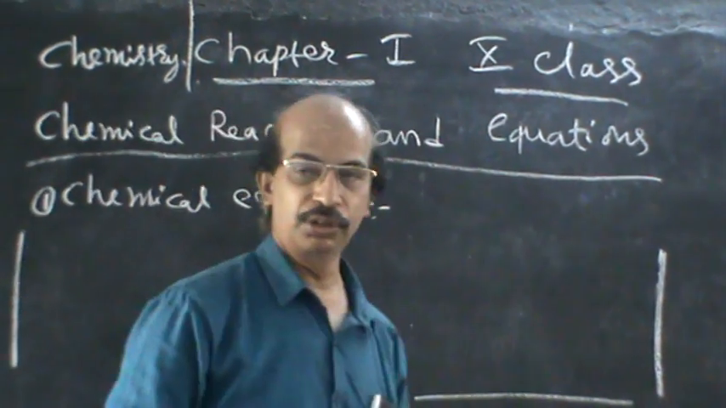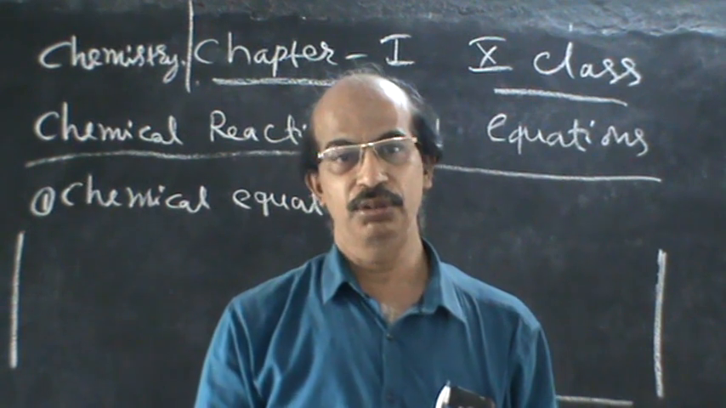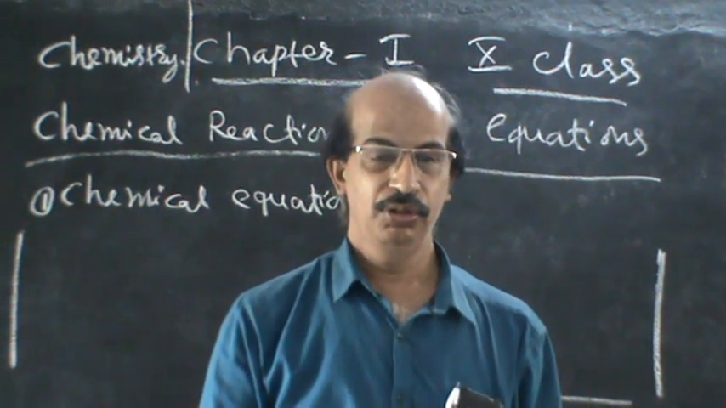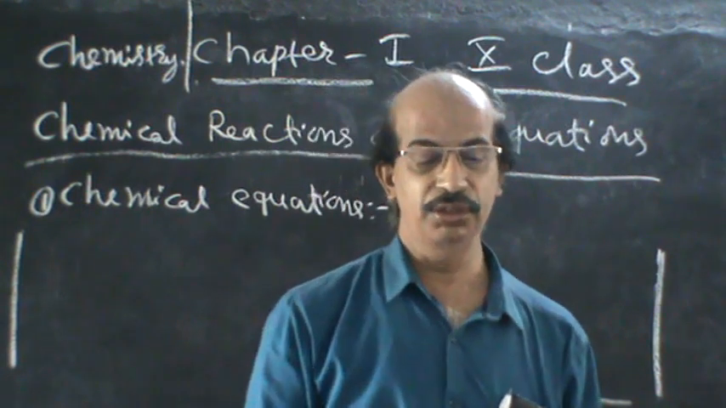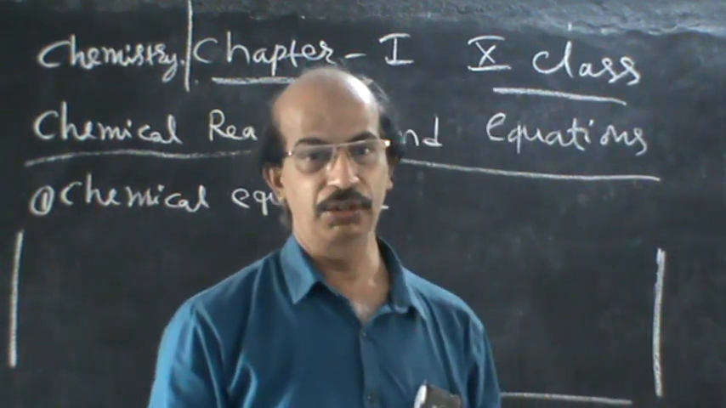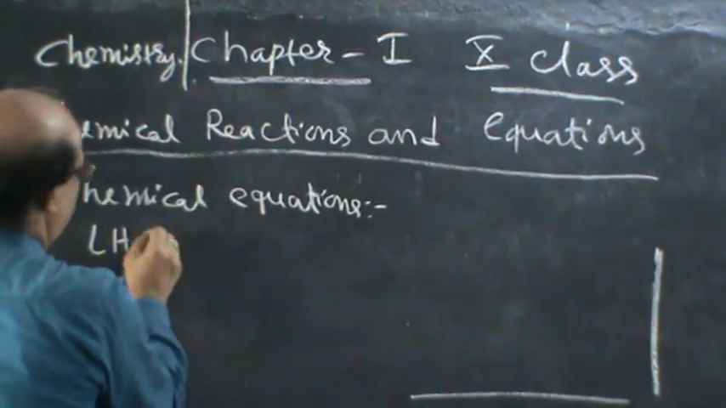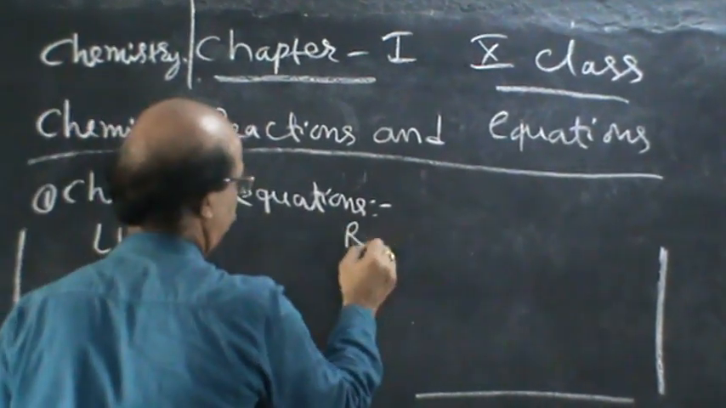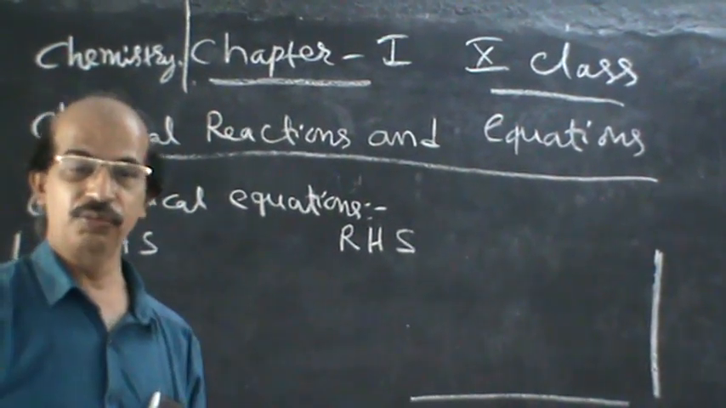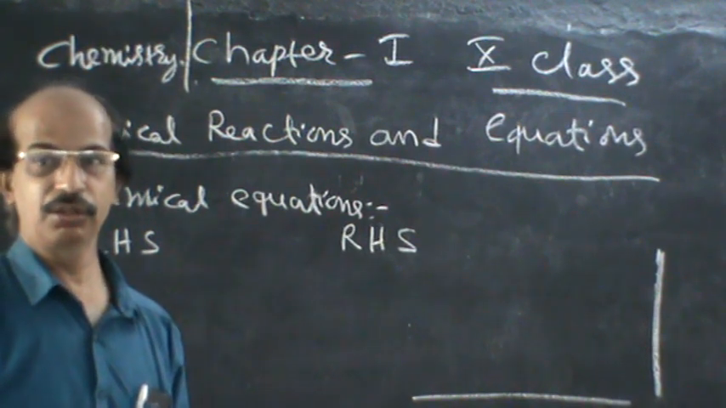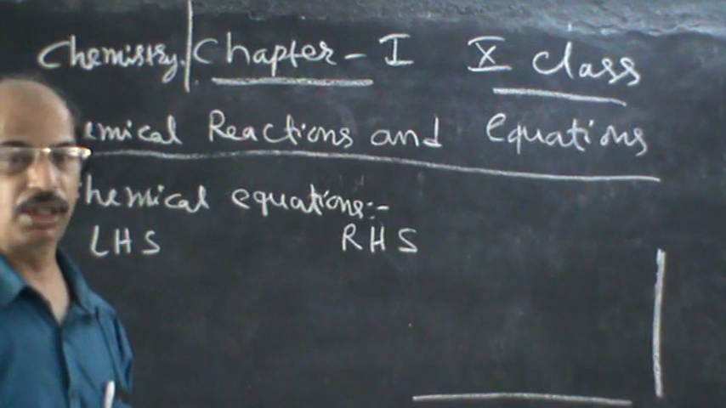For chemical equations, it should be a balanced one. Balancing means making equalize on both the sides of the equation. Left hand side and right hand side should be balanced. Whatever number of atoms are there on the left hand side, the same number of atoms should be there on the right hand side. That is called balancing.